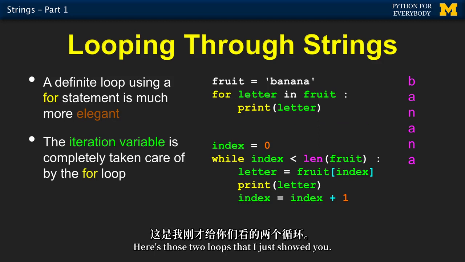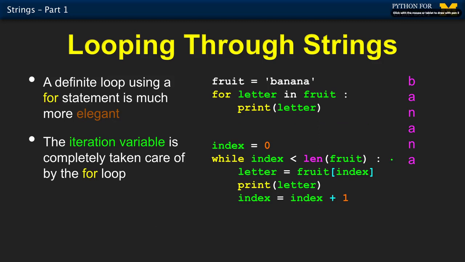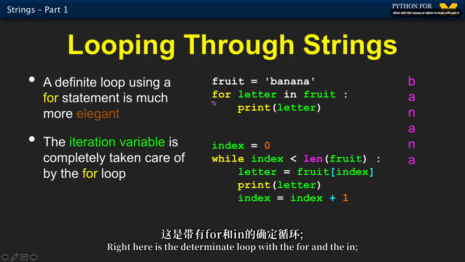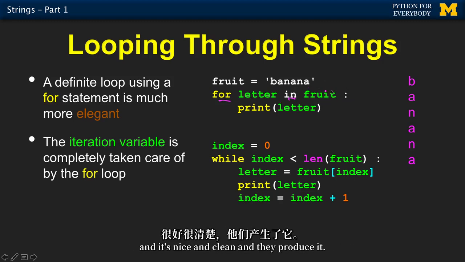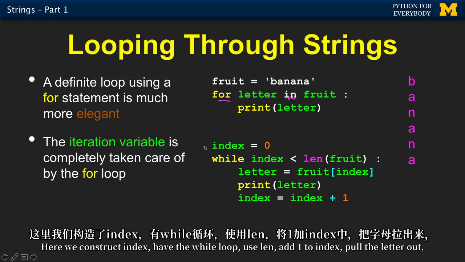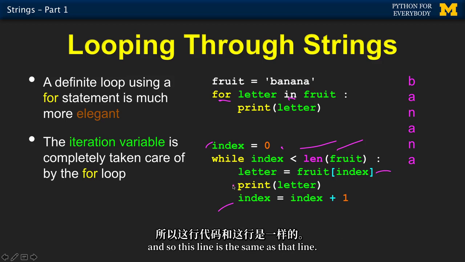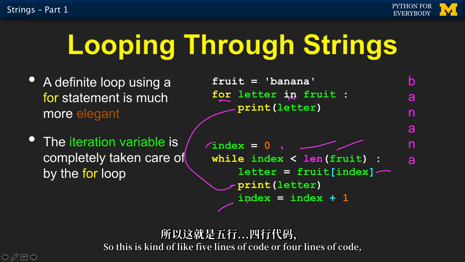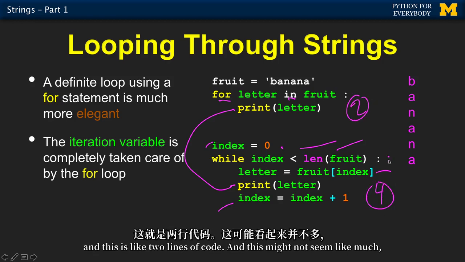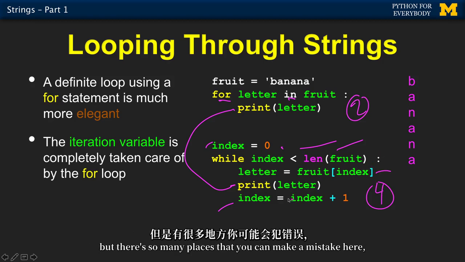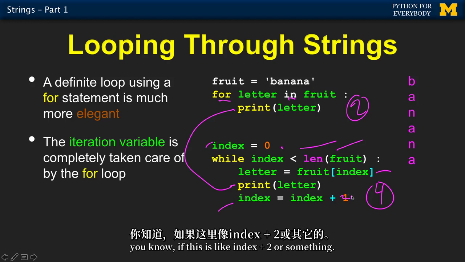Here are those two loops that I just showed you. Here's the determinant loop with the for and the in. And it's nice and clean, and they produce the same output. Here we construct index, have a while loop, use len, add 1 to index, pull the letter out. And so this line is the same as that line. So this is kind of like 5 lines of code or 4 lines of code, and this is like 2 lines of code. And this might not seem like much, but there are so many places that you can make a mistake here. You know, if this is like index plus 2 or something.